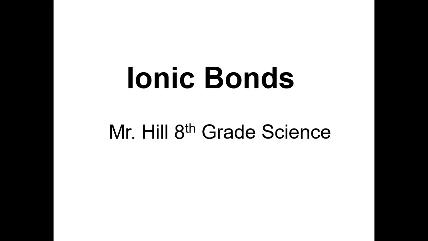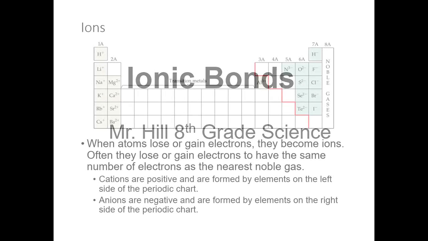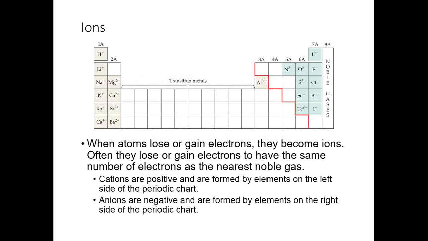This is Mr. Hill dealing with ionic bonds today as our lesson. Let's get started. Well, what are ions? Ions are formed when electrons are lost and gained of an atom, or atoms lose or gain electrons, if you will. And the cations, of course, are positive, and the anions are negative.